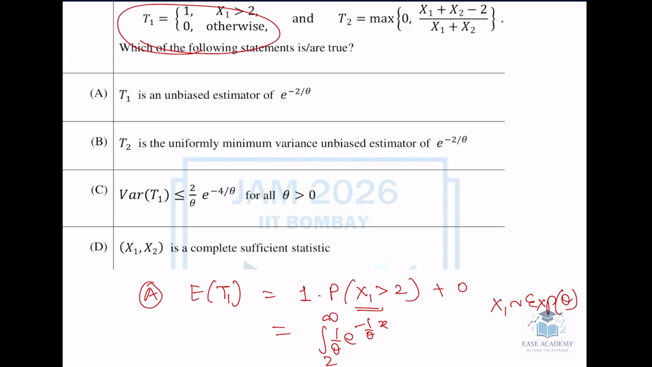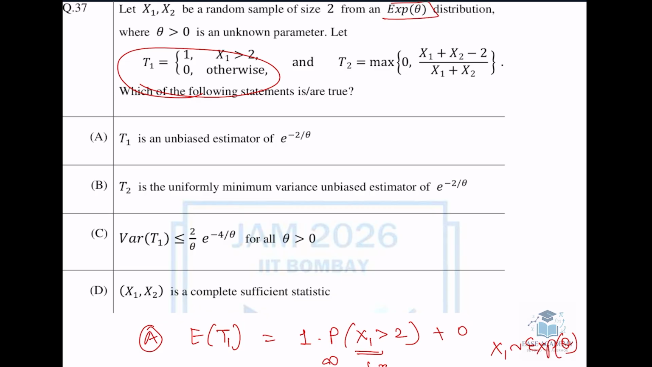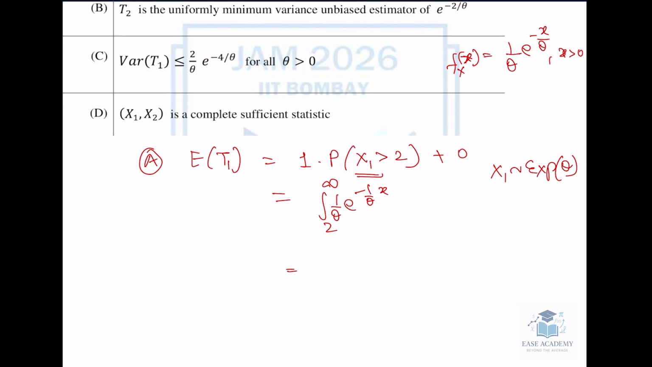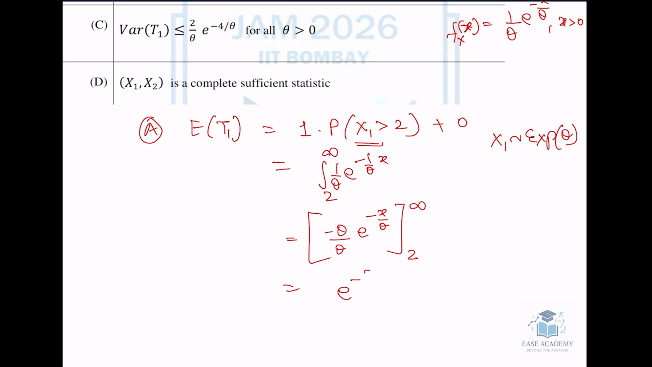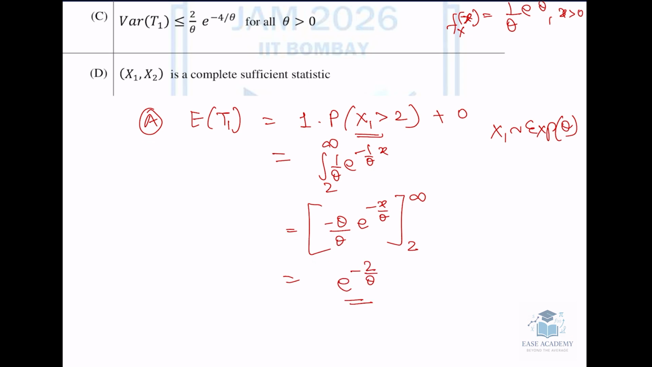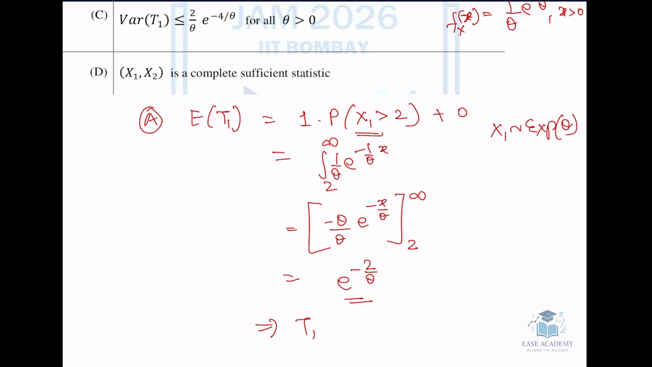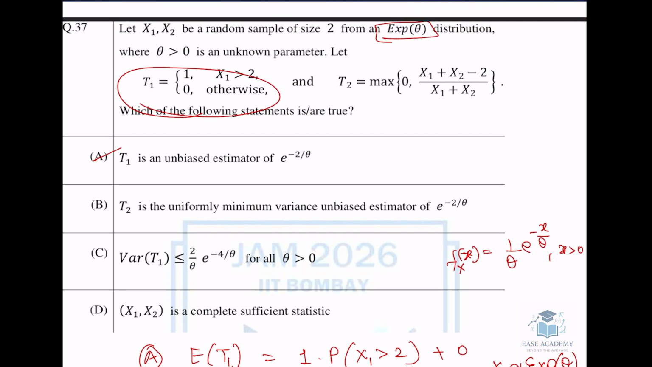In the instruction, the PDF of exponential theta is given, that is f(x) is equal to 1 by theta e to the power minus x by theta, and x is greater than 0. So here, after integrating, minus theta by theta e to the power minus x by theta, with limits from 2 to infinity, we get e to the power minus 2 by theta. That implies T1 is an unbiased estimator of e to the power minus 2 by theta. So the first option is correct.